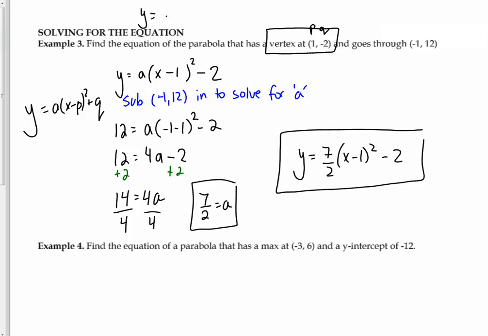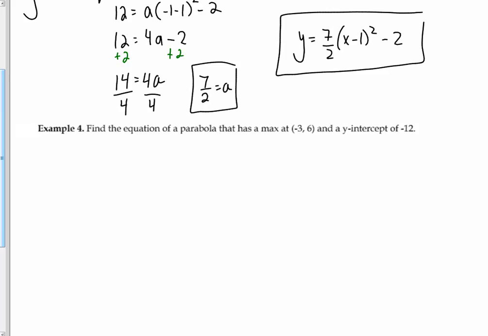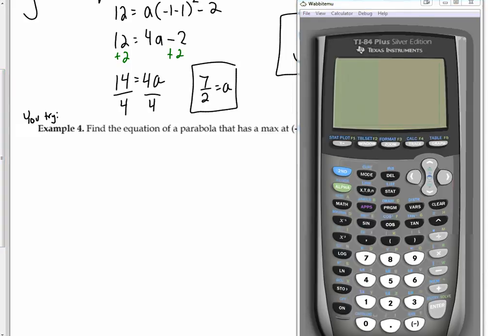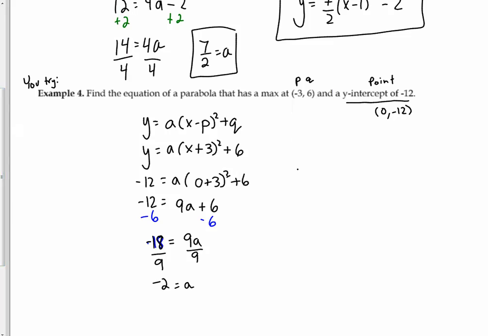Do you want to try the next one on your own? Okay, give this one a shot. You try. Hint: make your y-intercept into a point. Okay, so that's the point you're subbing in. When you sub that in, you should get an a value of -2.